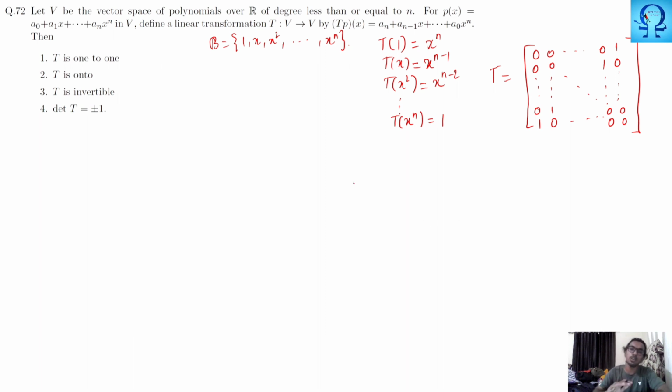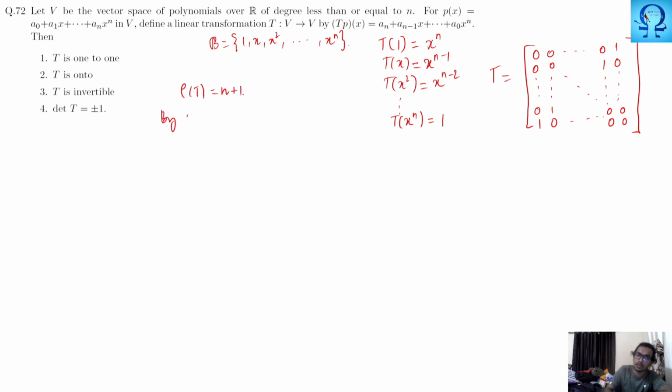Now if you closely look at the matrix of T, you can identify that after some interchanging of columns or rows, we will get an identity matrix. We are not doing any other alteration, just interchanging rows or columns to get an identity matrix. Why am I saying this? Just by interchanging rows or columns, the rank is not affected. So the rank of T is the same as the rank of the identity matrix, which is n plus 1.